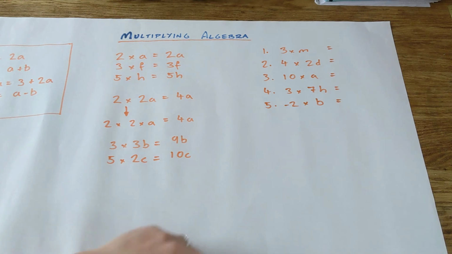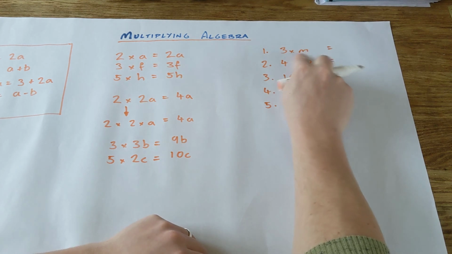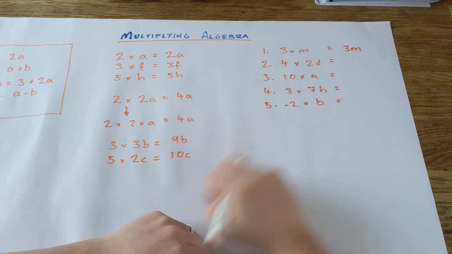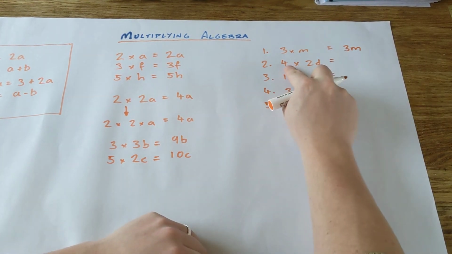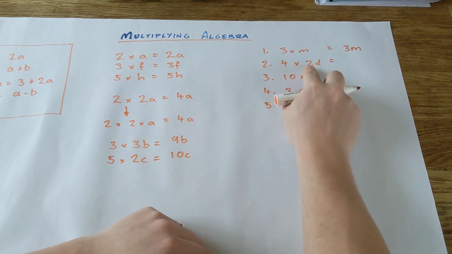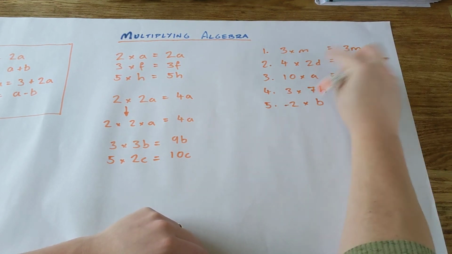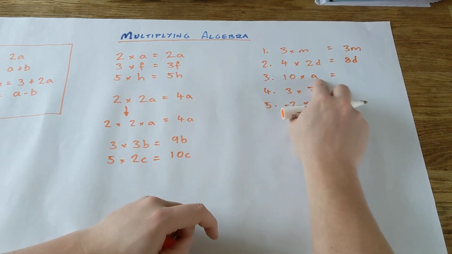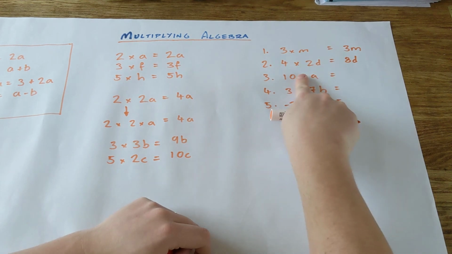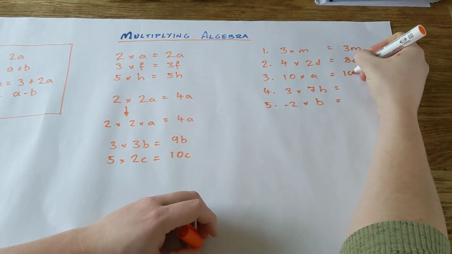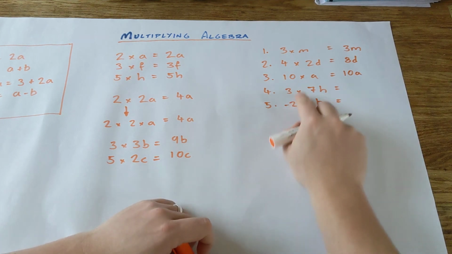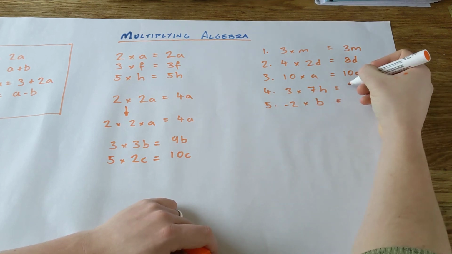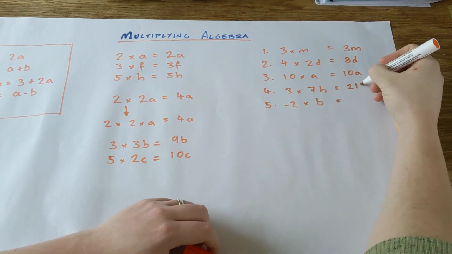Right, answers then. 3 times m, that just means we get rid of the times sign, we put them next to each other. That is 3m is our answer there. 4 times 2d, well I do the 4 times the 2, which is 8, and I still have that d, so it's 8 lots of d. Okay, 10 times a nice simple one, we just get rid of the times sign, so that will be 10a. Next we've got 3 times 7h, I'll do 3 times 7 is 21, and I still have that h.